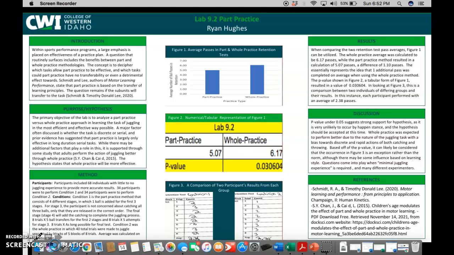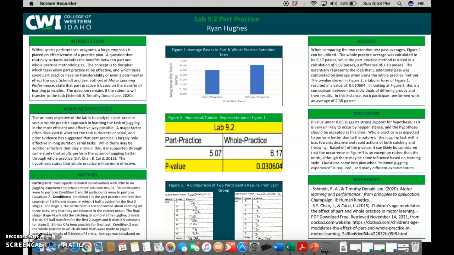So generally speaking, despite the fact that juggling can turn into a continuous task, we're really going to consider it a discrete task. And there's a lot of evidence suggesting at this point, with studies done by S.Y. Chan, for example, in 2015, and some additional authors, that adults perform the action of juggling better through whole practice. And so that's the test that we really want to conduct, and that's our hypothesis as well: that whole practice will be more effective for juggling than part practice.